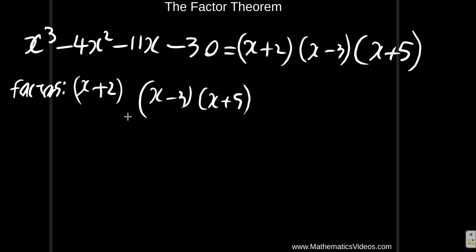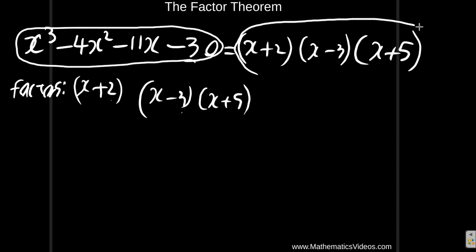Alright? Because if you divide x cubed minus 4x squared minus 11x minus 30 by x plus 2, you will get x minus 3, x plus 5, remainder 0. If you divide it by x minus 3, you're going to get x plus 2, x plus 5, remainder 0. And if you divide it by x plus 5, we get x plus 2, x minus 3, remainder 0.